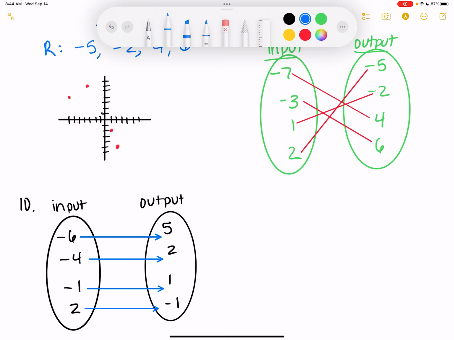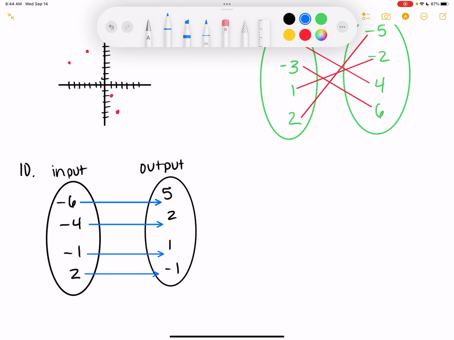So from what you just told me, would this one be a function or not? Yes. Yes, why? Each input has no more than one output. Yep. Exactly.